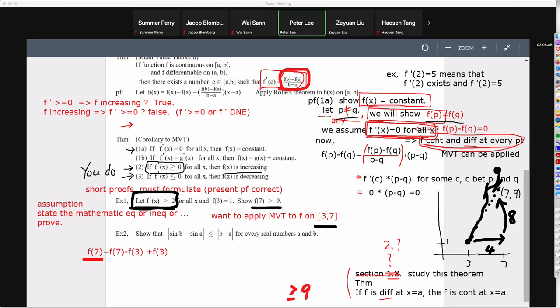And in order to apply the mean value theorem, we need to have this form right here. But we don't have that form, so what do we do? We create that form. So this is now equal to f of 7 minus f of 3, and then divide by 4. This is actually 7 minus 3, which you can just write as 4.